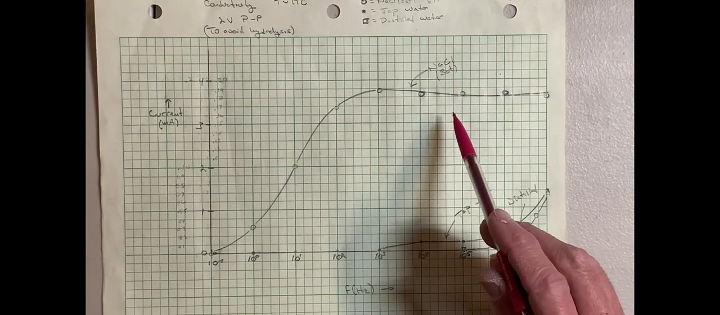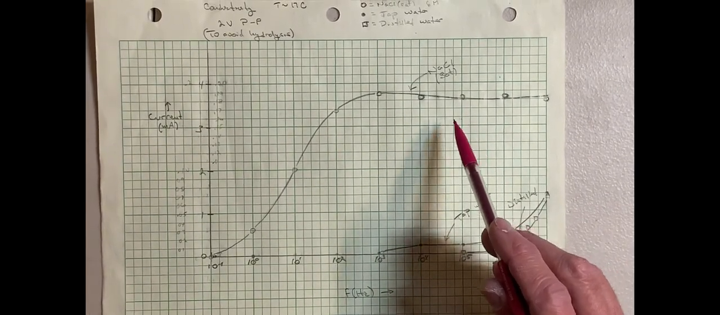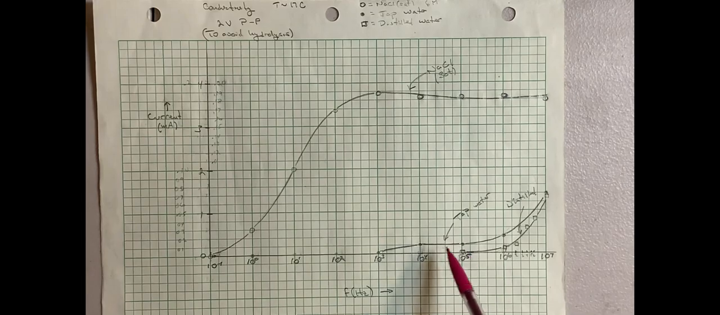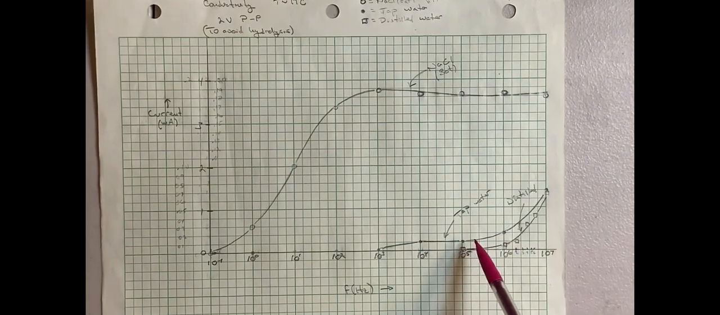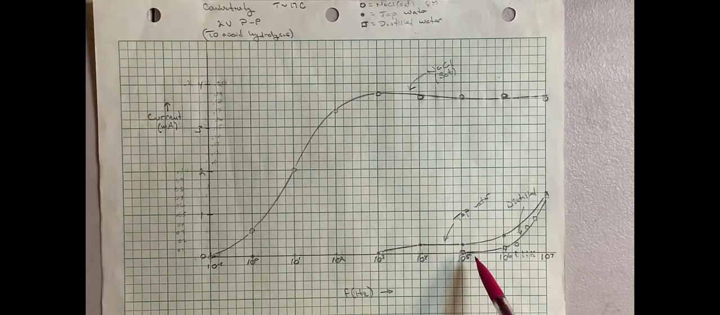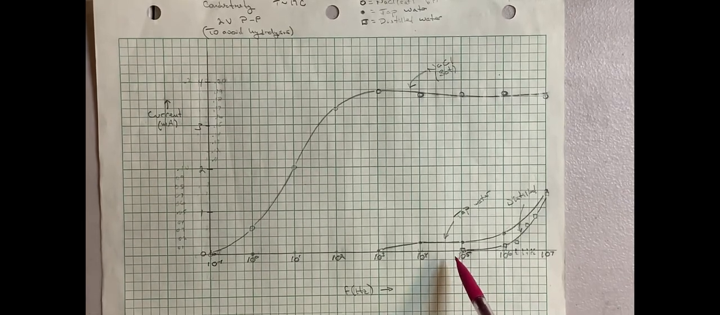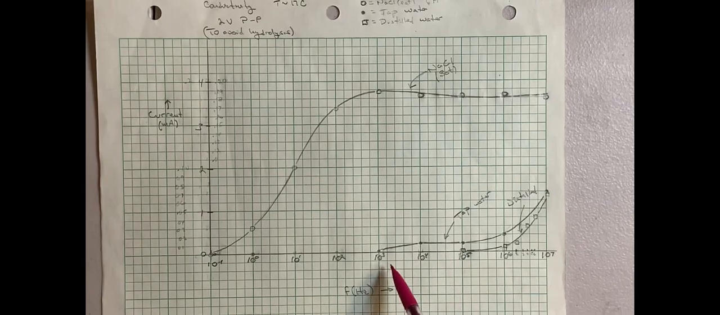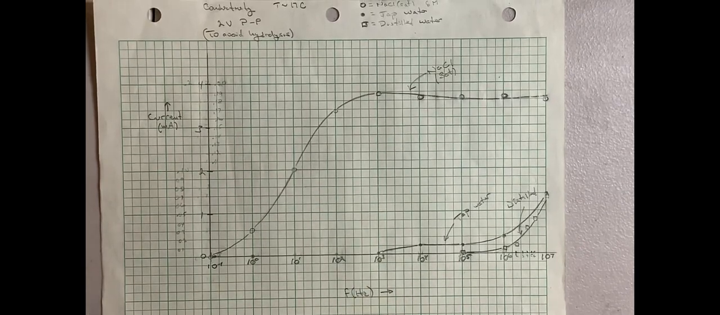The top curve here is a repeat of the data for saturated sodium chloride, and for comparison I've also shown the corresponding curve for tap water. It's got a fair amount of conductivity because of the residual minerals present. Interestingly, it doesn't start to conduct until the frequency is at least 1,000 hertz.